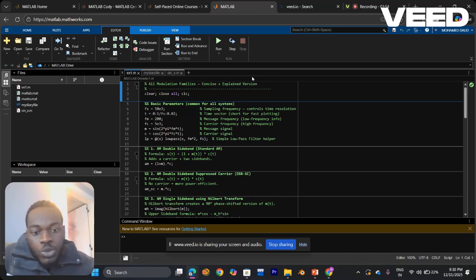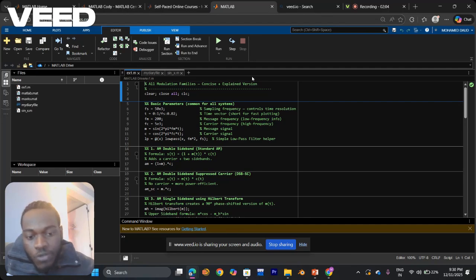Now, the SSB, which is single sideband. To generate this single sideband, I use the Hilbert transform to produce a 90-degree phase shifted version of the message. Then I combine the message and its Hilbert version to form the upper sideband. Now this removes one of the sidebands and reduces bandwidth by half.